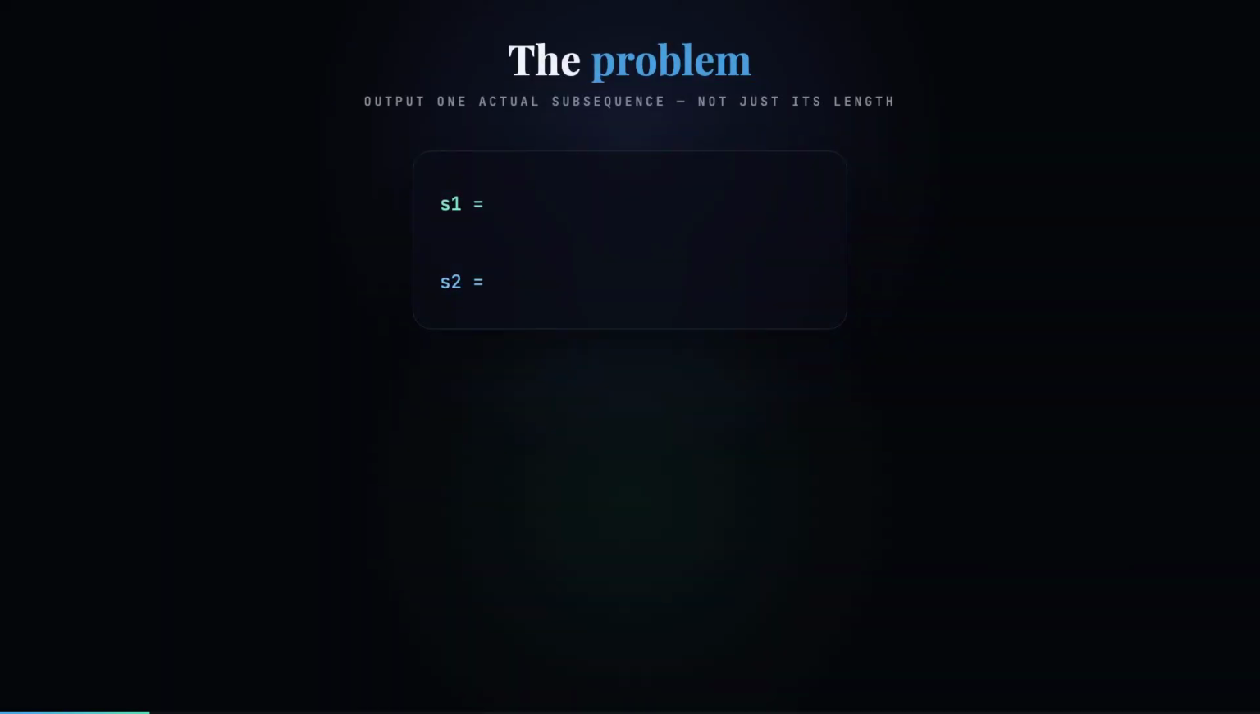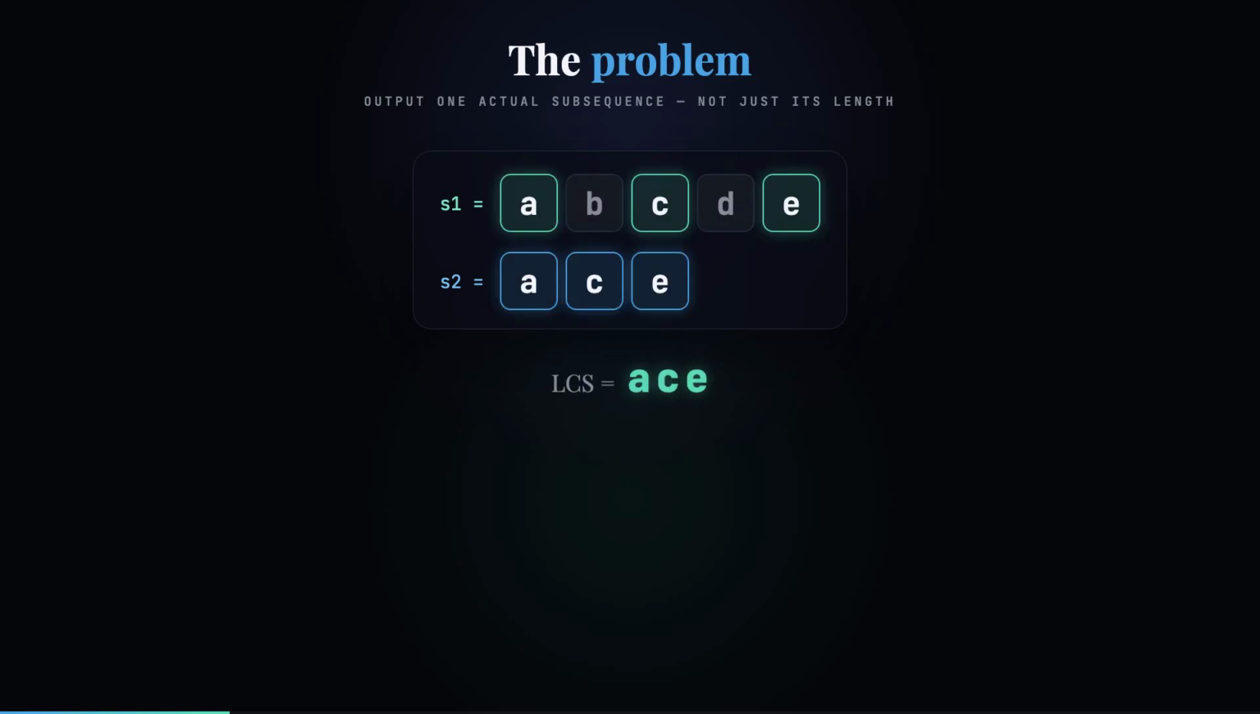Here's the problem. Given two strings, S1 and S2, we want to output one actual longest common subsequence, not just its length. Take S1 equals ABCDE and S2 equals ACE. The longest common subsequence we want to print is ACE.